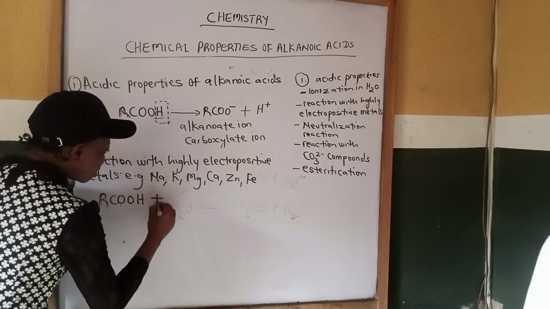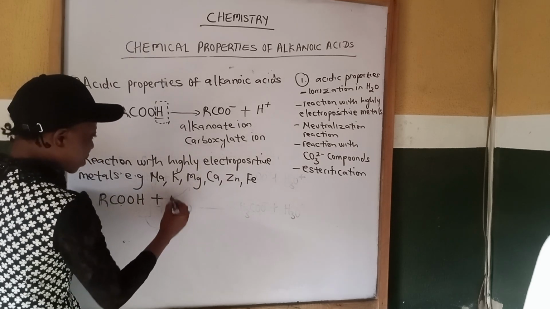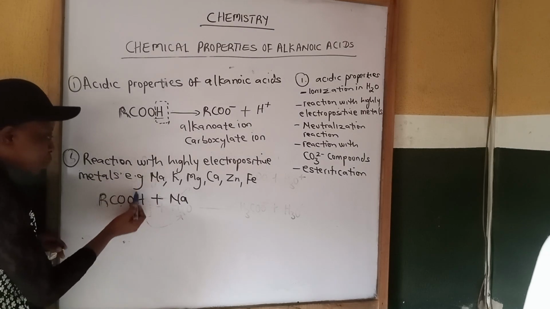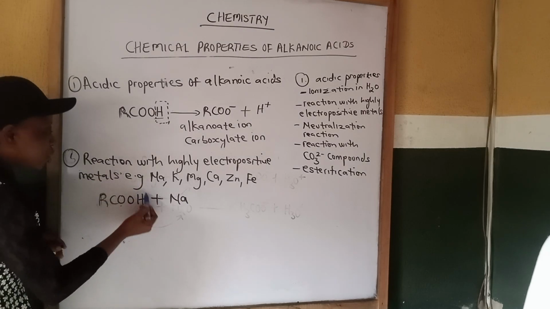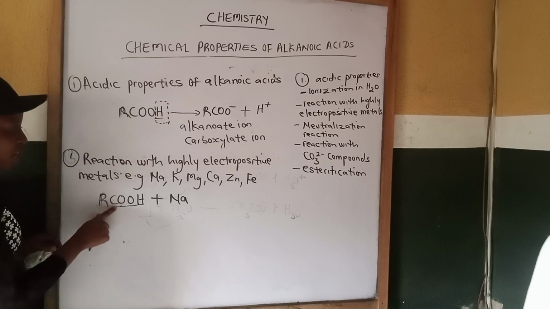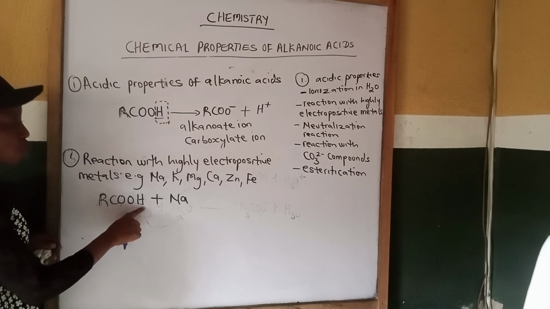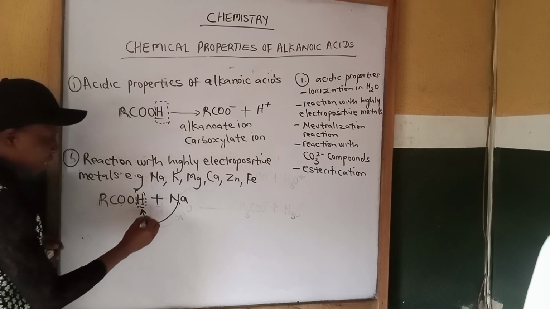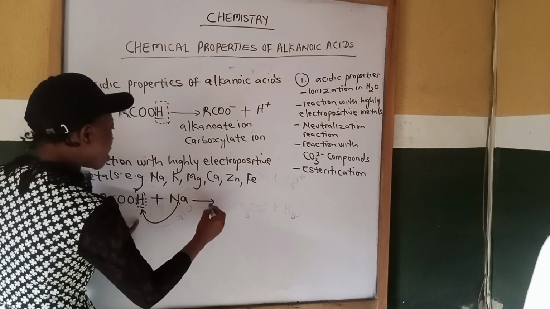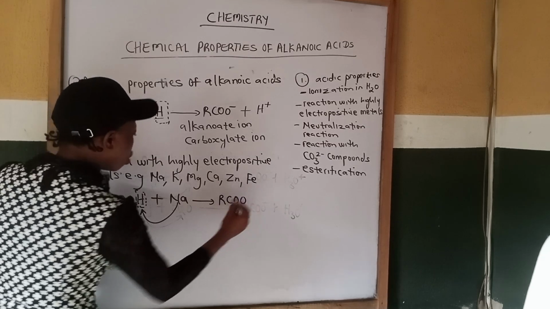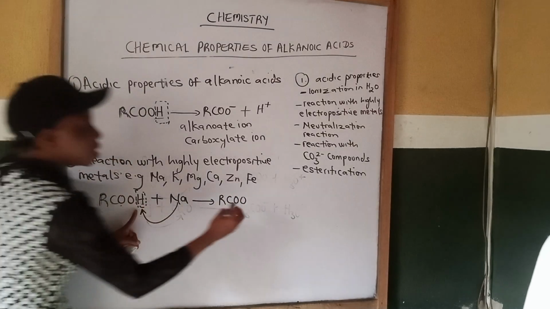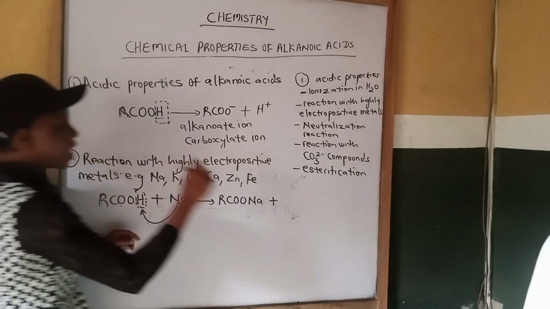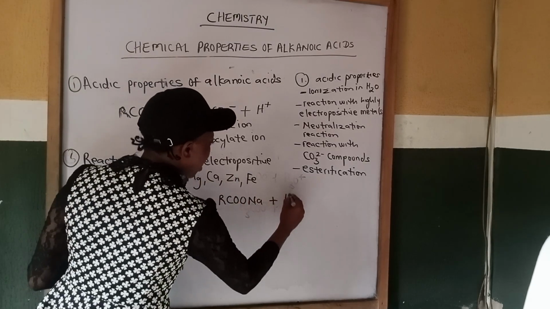RCOOH plus a metal. Let's take a metal for example, sodium, Na. What this metal will do is displace hydrogen, that is, remove hydrogen from the carboxylic group. Your carboxylic group is COOH. It will displace this hydrogen and occupy the position of the hydrogen. So our product will now be RCOONa. Sodium will come in, then hydrogen will be liberated in form of gas, H2.